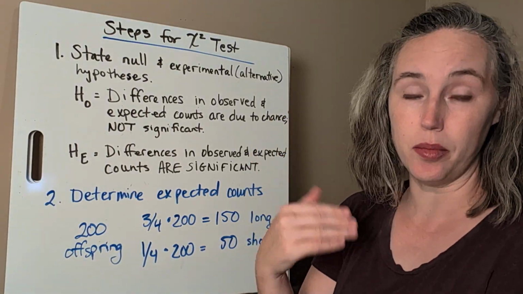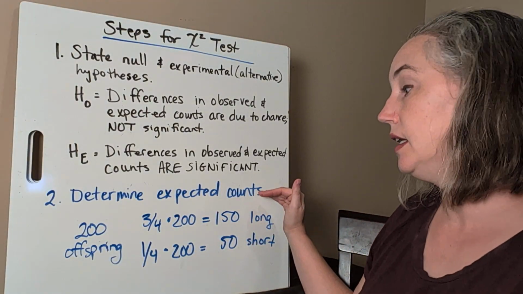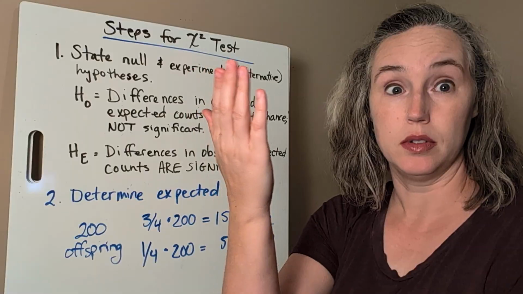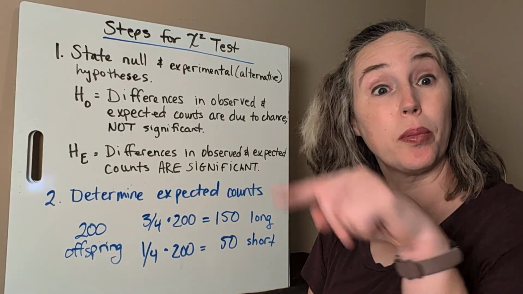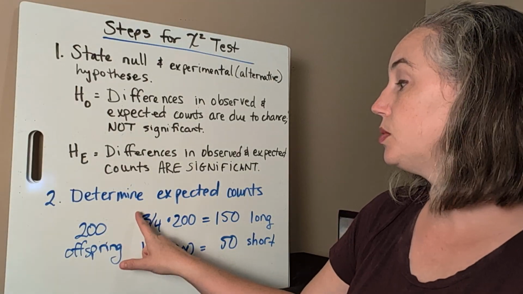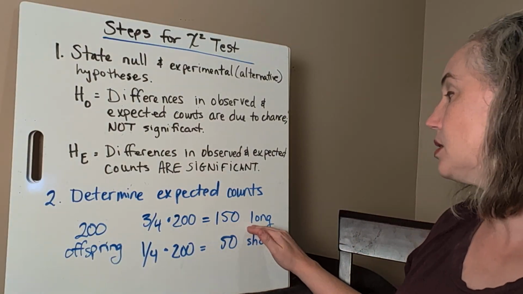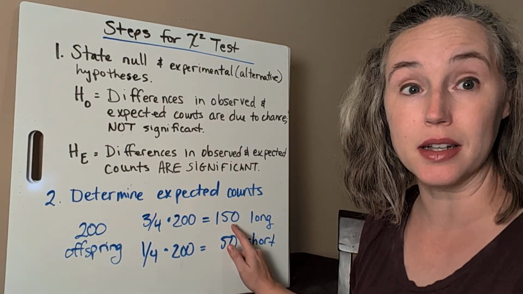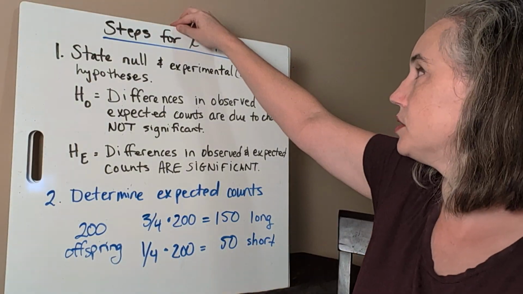So the second step is to determine what our expected counts would be. Because we know what we observed already, right? 160 and 40, but we use our Punnett square and our phenotypic ratios. We multiply those by 200 to get our expected counts. So we would expect 150 to be long and 50 to be short.